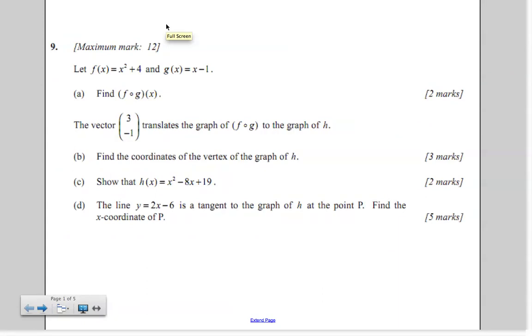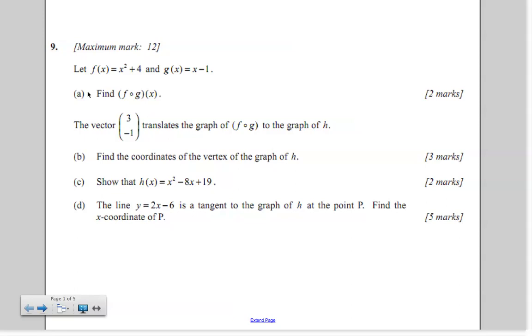So the question I got for this math assignment was question 9 on November 2010, paper 1, and it's pretty much dealing just with functions and subbing them into each other and trying to find points where they intersect. So we are given the two functions f of x equals x squared plus 4 and g of x equals x minus 1 right here. There's f of x, there's g of x. And we are asked to answer a bunch of questions about these functions.